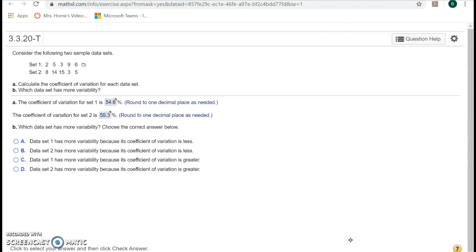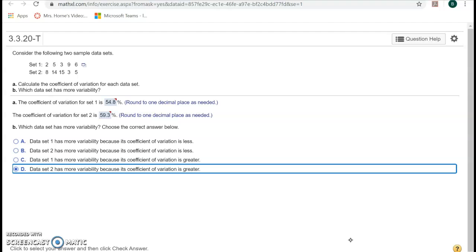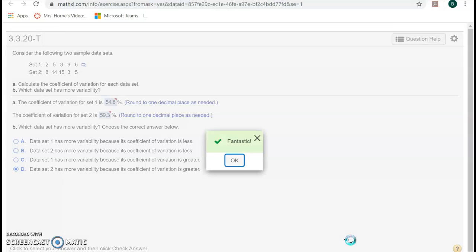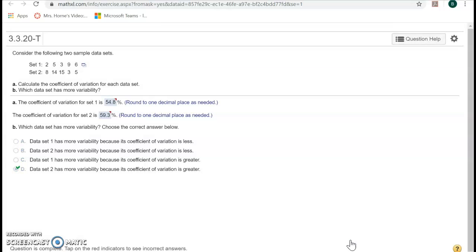Which one has more variability? The higher the coefficient of variation is, the more variability it would have. So your data set 2 has more variability because its coefficient of variation is greater.